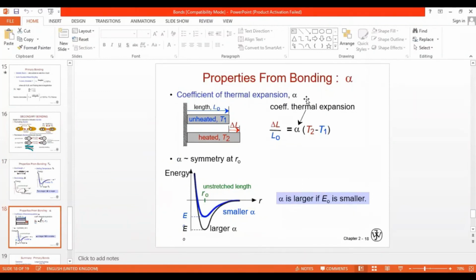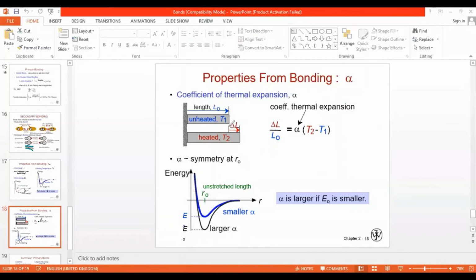Coefficient of thermal expansion, alpha. You know metals expand while heating. If you heat metals, they will expand either in length, width, or volume. Here we have a metal, where length L naught is the actual, unheated length. Before heating, we keep the temperature as T1. When you provide some heat, the length of the metal increases up to here.